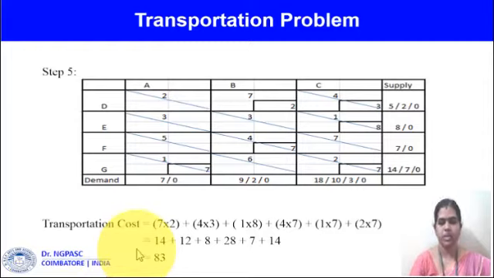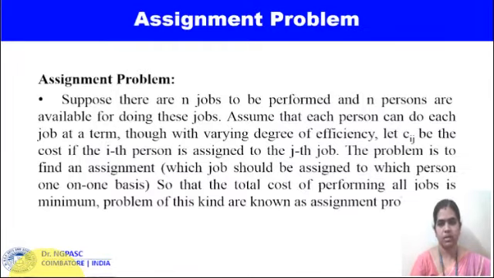So we can calculate the transportation cost by multiplying the allocation value with the corresponding cost in the box. So here 7 into 2, 4 into 3, 1 into 8, 4 into 7, 1 into 7 and 2 into 7. Add all the multiplied values so that you will get the transportation cost. So this is how we can find the least cost method.